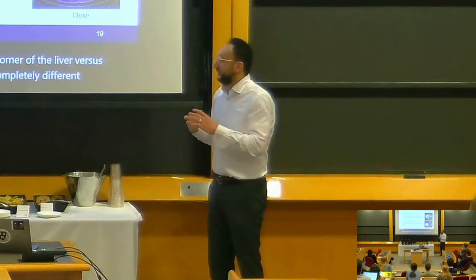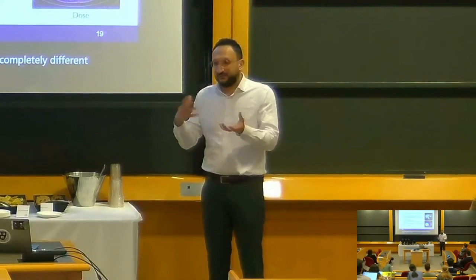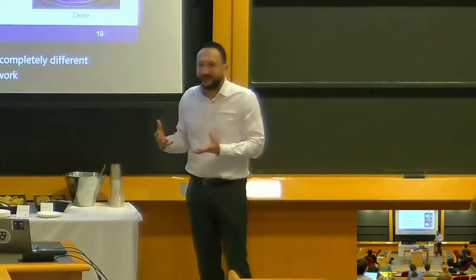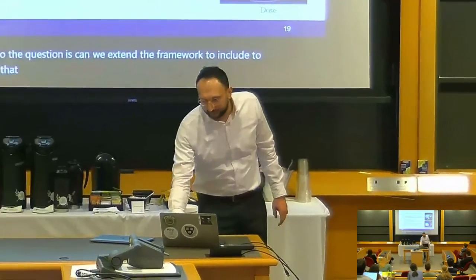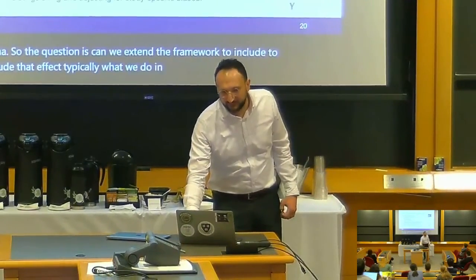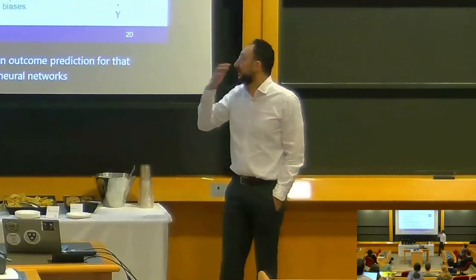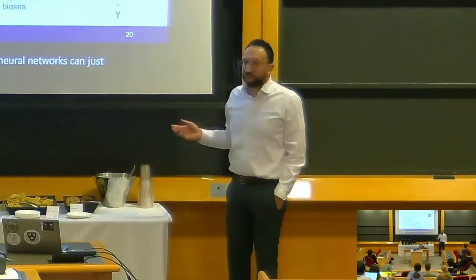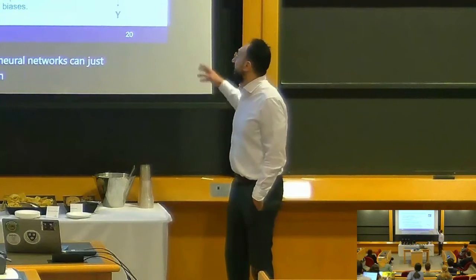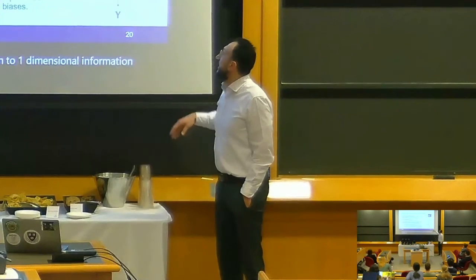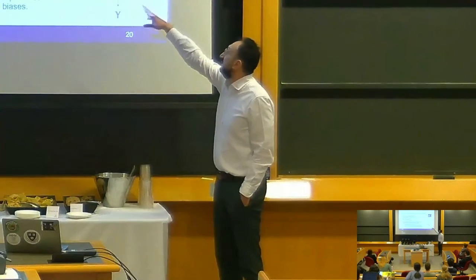So the question is, can we extend the framework to include that effect? Typically what we do in outcome prediction for that is that we employ neural networks, because neural networks can just abstract these three-dimensional information to one-dimensional information, and then we can integrate patient-specific properties and allow them to integrate.